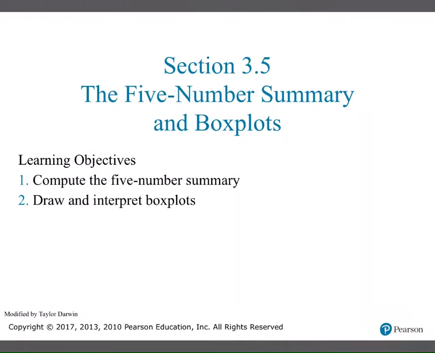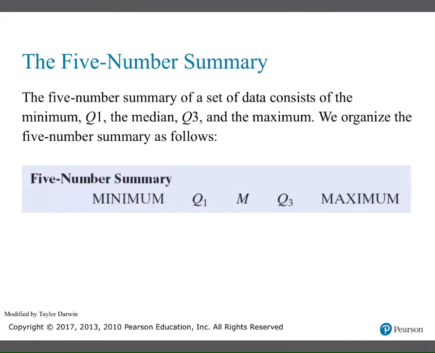Okay, last section in Chapter 3 is 3.5. 3.5 says we're going to compute the 5-number summary and interpret box plots. The 5-number summary consists of your min, Q1, your median, which is also Q2, Q3, and your max. So that's your 5-number summary.